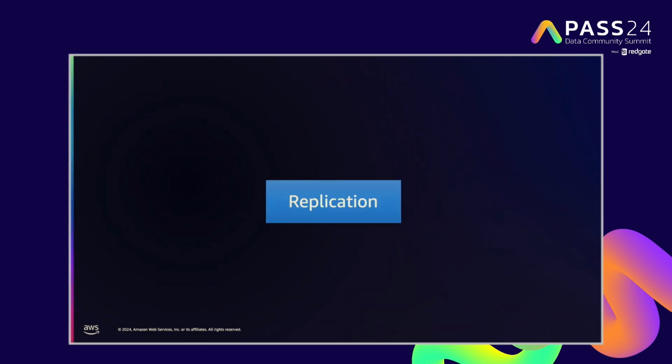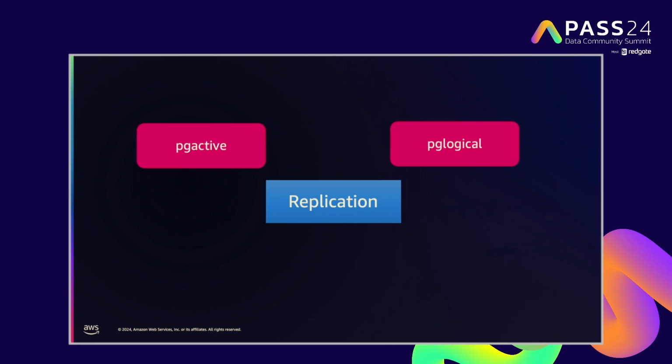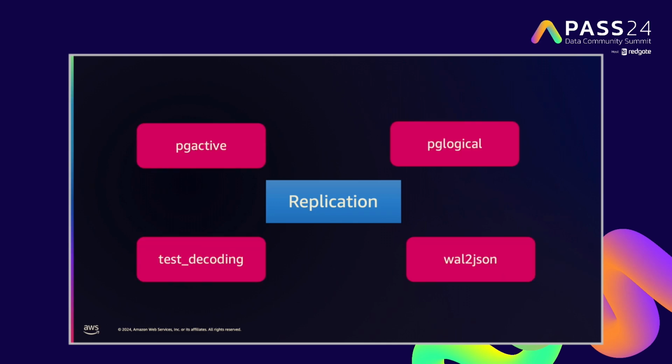The next one I'm going to talk about is replication: pg_active, pglogical, wal2json, and test_decoding. Basically, pg_active is active-active database replication. If you want to have multi-cluster writes, pg_active is the solution for you. pg_active has mechanisms to resolve the conflicts, and the way it does it is that the latest one wins.